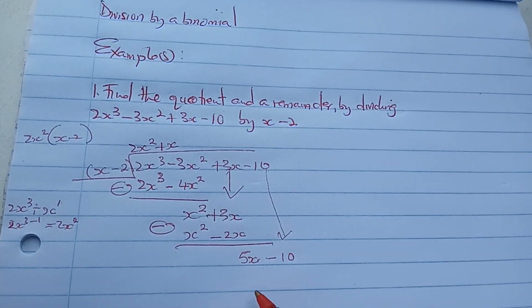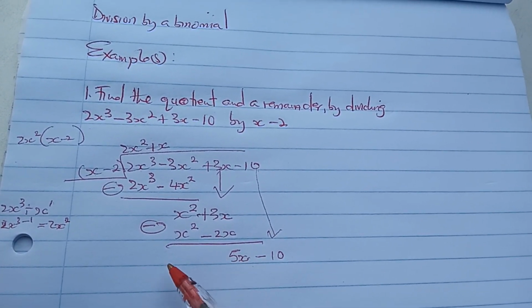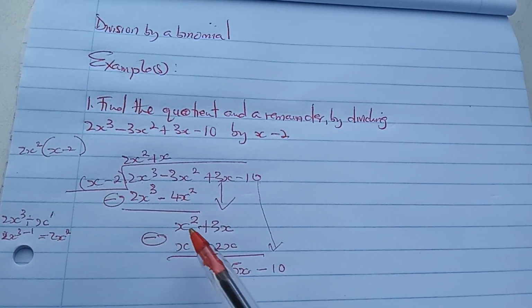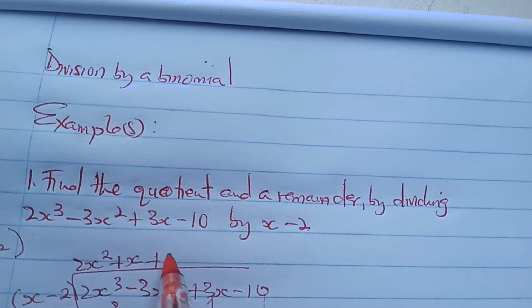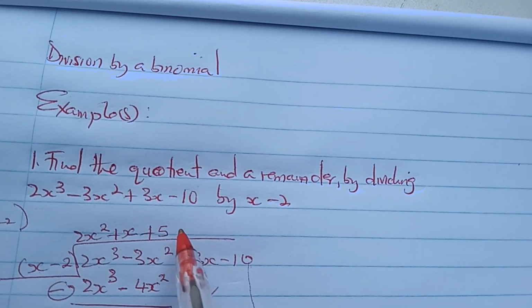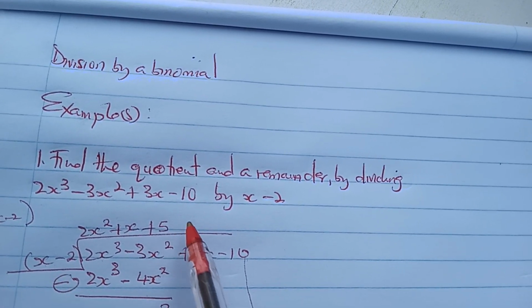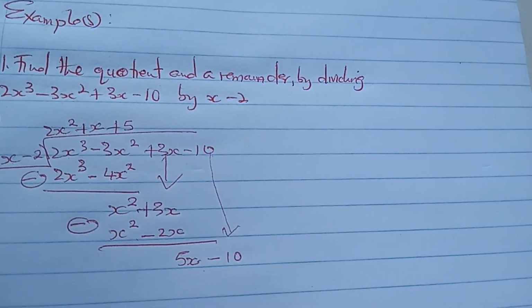As we continue, we now divide 5x by the first term there, x. So 5x divided by x, the answer is 5. We write it on top here, is a 5. We now multiply this 5 by each term in the bracket. So 5 by x, the answer is 5x.